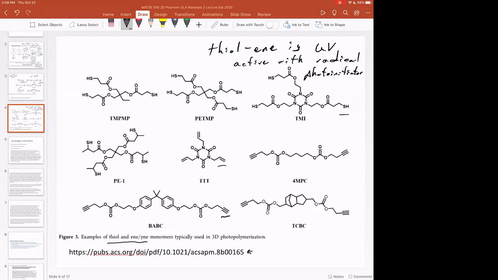But there's a lot of possible reactions out there. So if you're interested in going deep on photopolymerization, I'd be happy to talk about that if you're interested in. Any questions so far? All right.